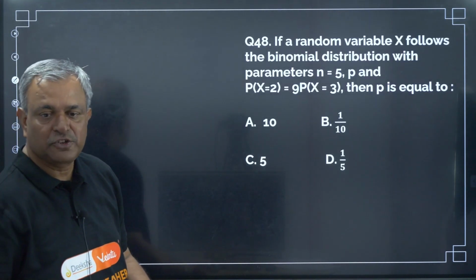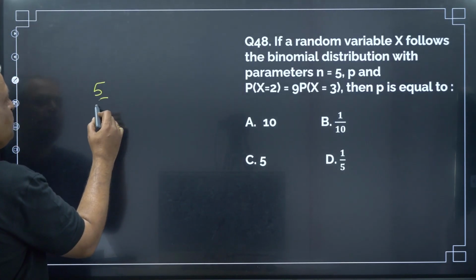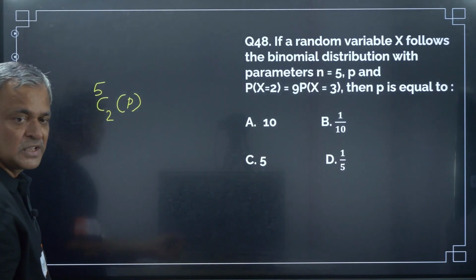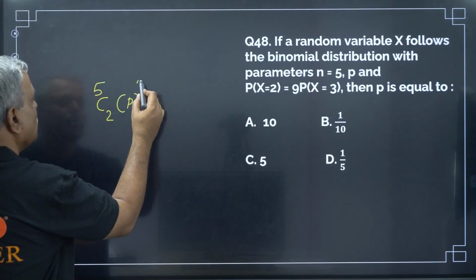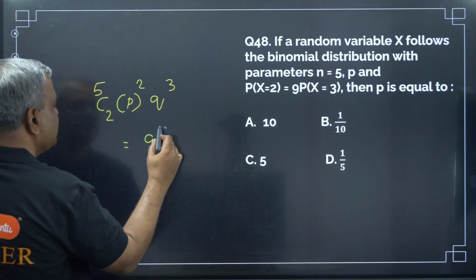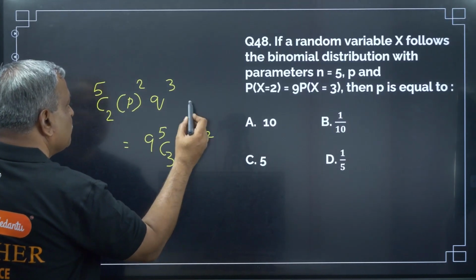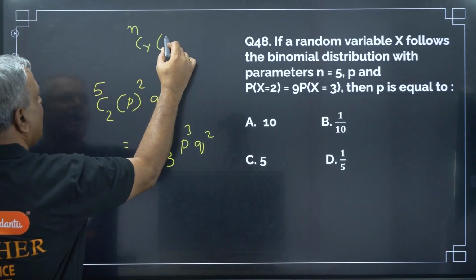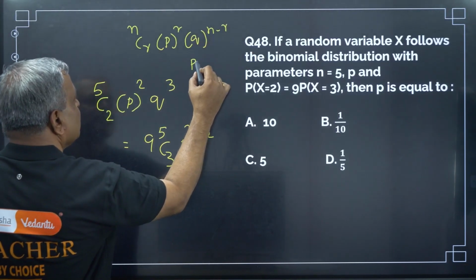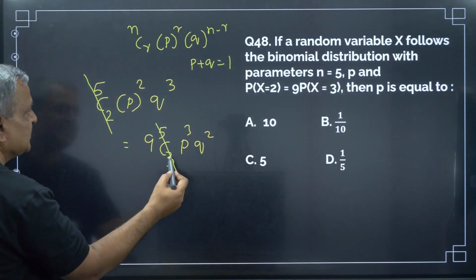48, binomial distribution. There is a binomial distribution, n is given to you. So this is 5C2 into probability of success p. P is called the success. So p to the power 2 and q to the power 3 is equal to 9 times 5C3, p to the power 3 and q to the power 2. What is the formula? nCr, p to the power r and q to the power n minus r, we know that p plus q is equal to 1. So 5C2 is same as 5C3.